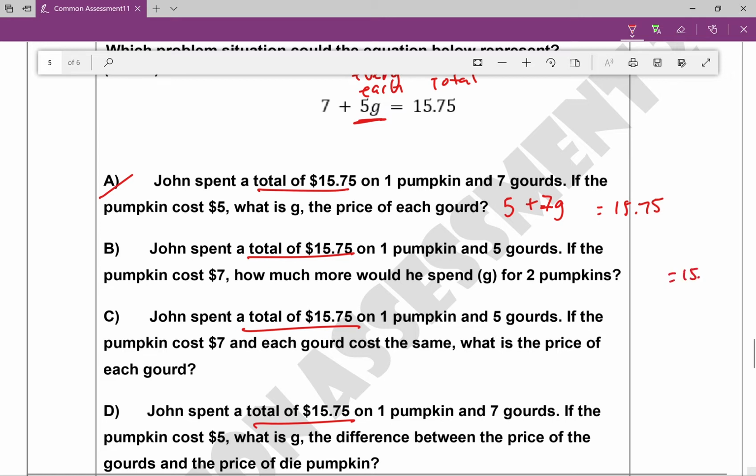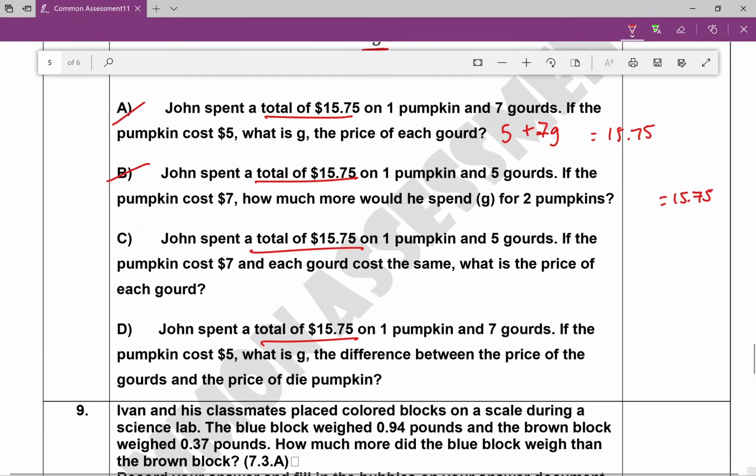Equals 15.75. 1 pumpkin and 5 grouts. If the cost of the pumpkin is $7, how much he spent on each for 2 pumpkins? Now it makes no sense, right? So it can't be that one.